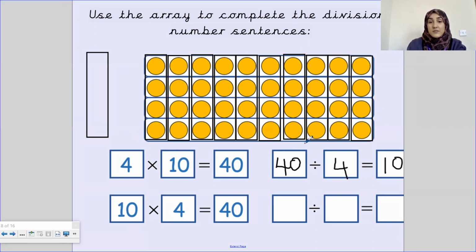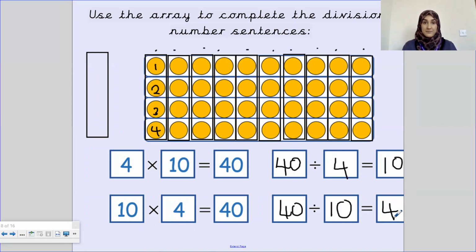Right, so I know that there are still 40 counters altogether. Now, can you count with me how many columns have I split this array into? Let's count. 1, 2, 3, 4, 5, 6, 7, 8, 9, 10. So I have 10 columns. So 40 counters have been grouped into 10 columns, okay? And then how many counters are there in each column? 1, 2, 3, 4 equals 4 counters in each column.